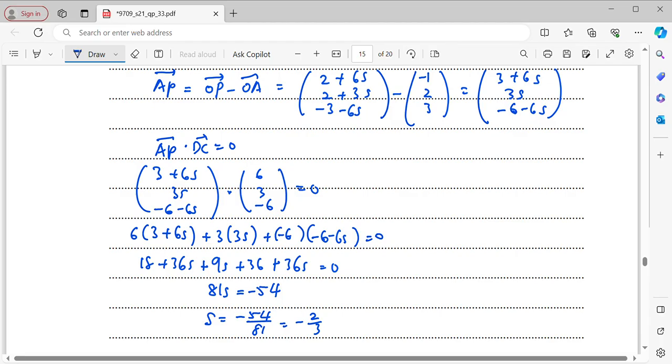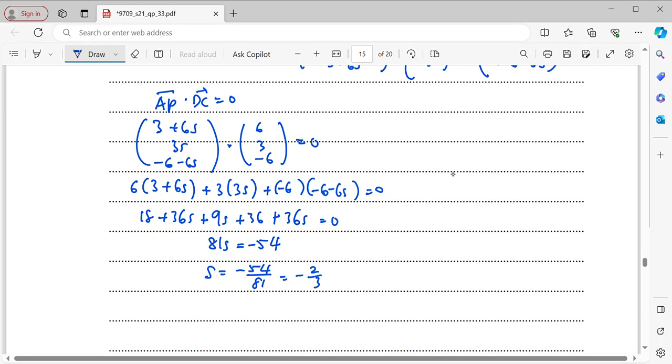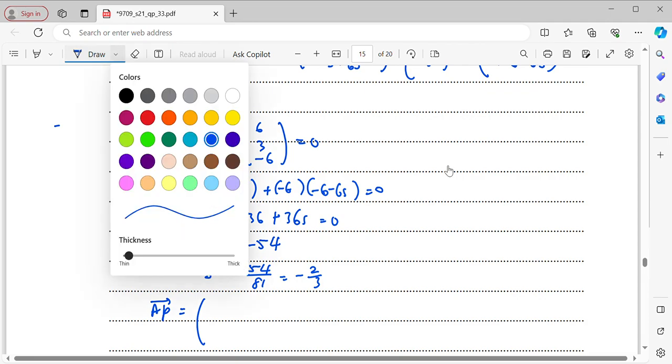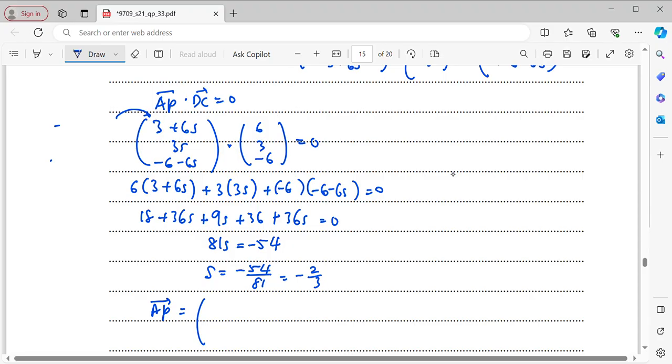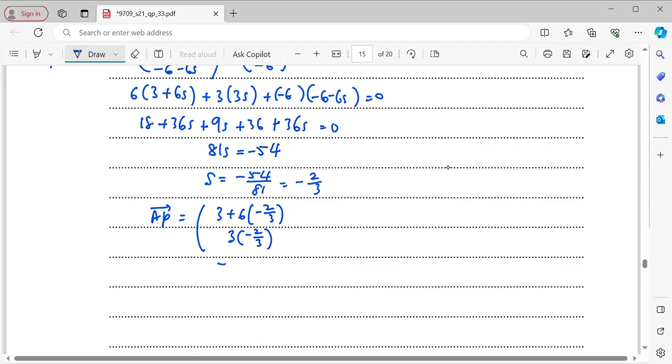Okay, then now I need to get my AP. So my vector AP is just to substitute the s value. That means I will get 3 plus 6 times negative 2 over 3, then 3 times negative 2 over 3, and then lastly negative 6 minus 6 times negative 2 over 3.